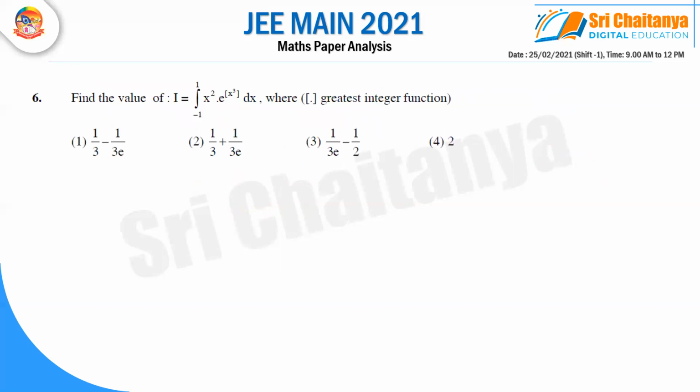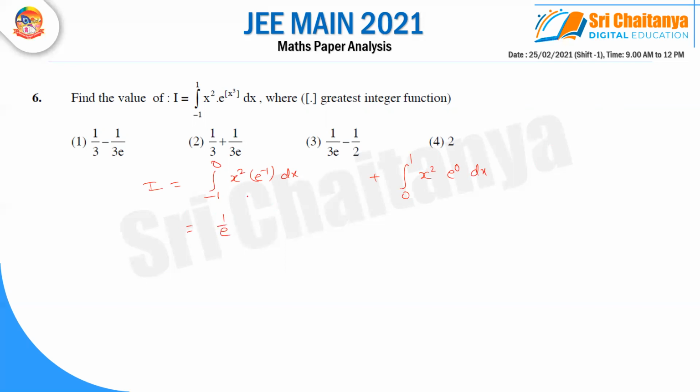Now, whenever I get a question on the greatest integer function, I will just break it into intervals and eliminate the symbol of the greatest integer function. That means in the interval 0 to 1, x cube will belong to 0 to 1, so I can write the step as 0. So basically I am going to write the intervals -1 to 0 and 0 to 1. In the interval -1 to 0, it will be x square into e to the power of -1 dx, and here it will be x square into e to the power of 0 dx. And the remaining is normal calculation.